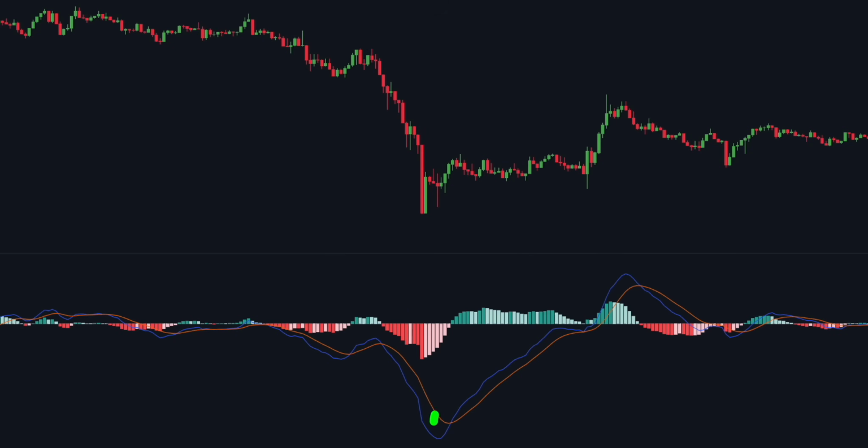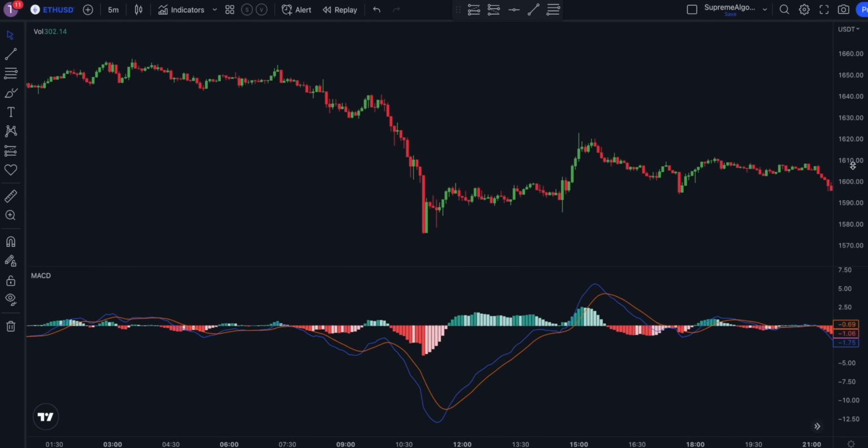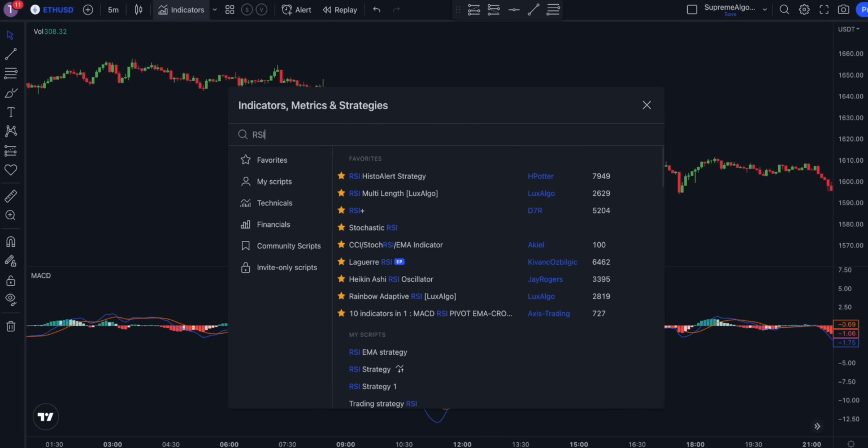When the MACD line crosses above the signal line, it is considered a bullish signal and traders may consider buying. Conversely, when the MACD line crosses below the signal line, it is considered a bearish signal and traders may consider selling. The MACD indicator can also be used to identify divergences between the price and the indicator, which can indicate potential trend reversals. The next indicator we need to add to the chart is called the Relative Strength Index, or RSI.